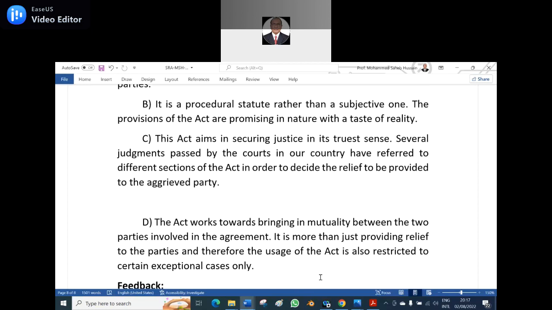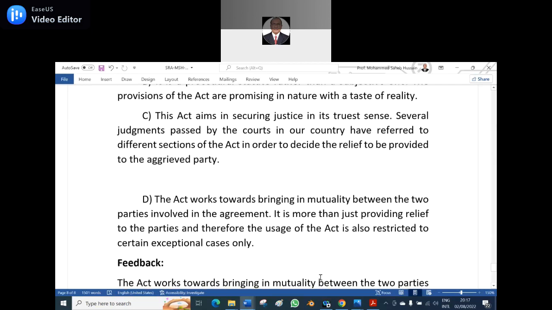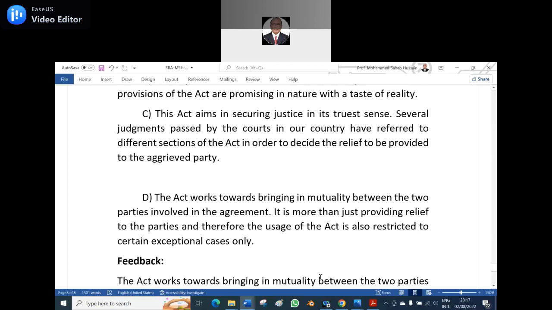The Act works towards bringing in mutuality between the two parties involved in the agreement. It is more than just providing relief to the parties, and therefore the usage of the Act is also restricted to certain exceptional cases only. And here is the lacuna. What is that lacuna? Can anyone make it out? It is a wrong statement. Why is it a wrong statement? Can anyone make it out?